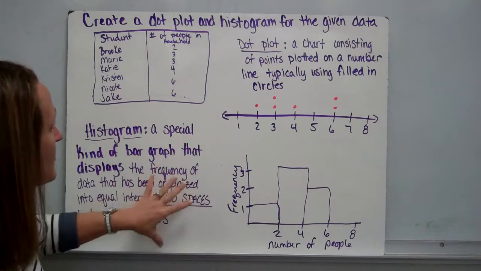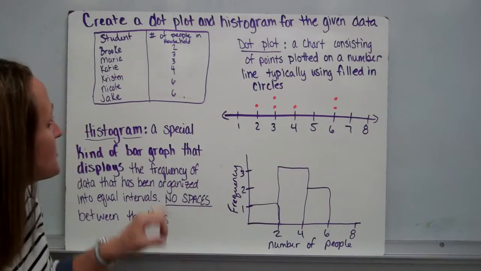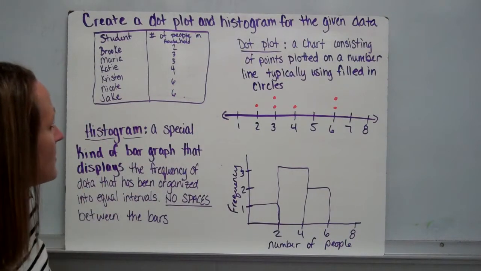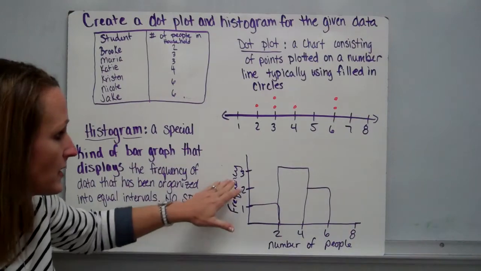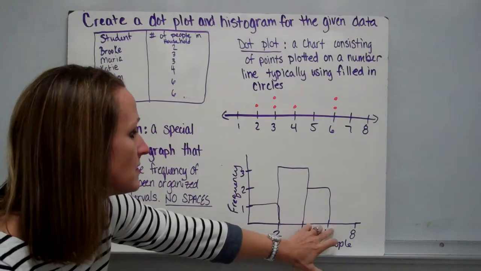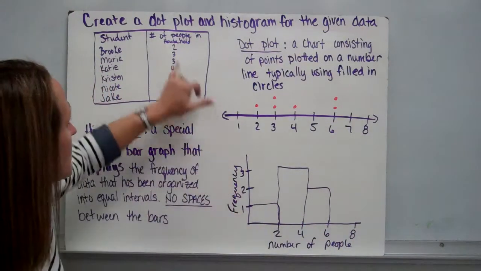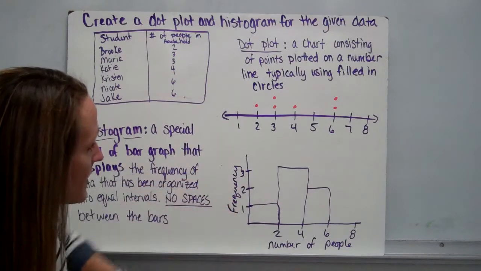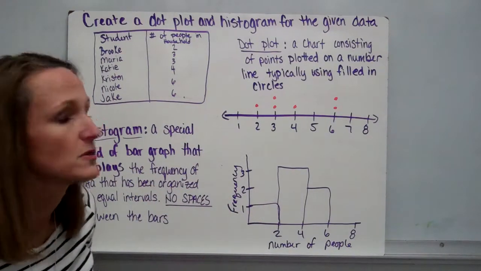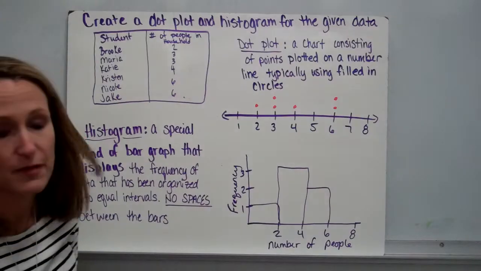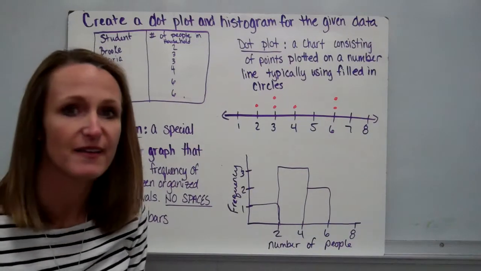So this is how you would make both a histogram and a dot plot to display this data. We've got 2 people that have 6 household members. We have 2 people that had 3. So we have a dot plot and a histogram, and those are some things that we'll work on creating in class tomorrow.